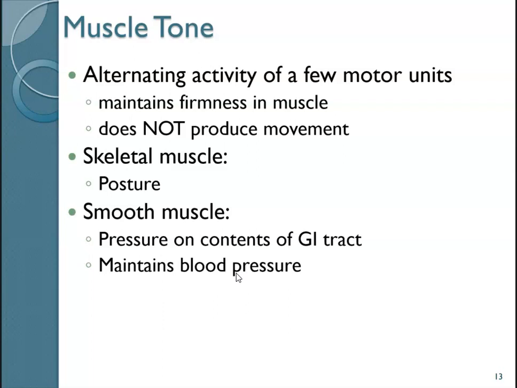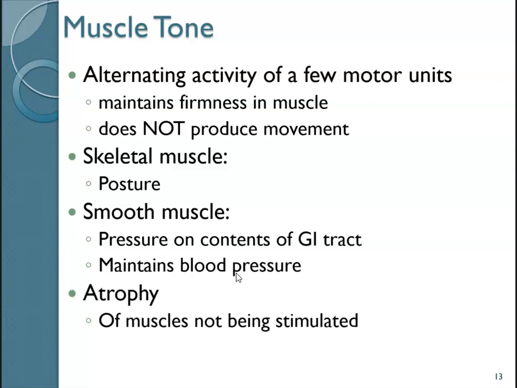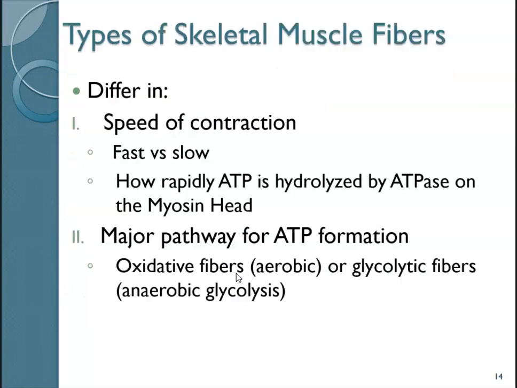partially contracted. I also wanted to take just a quick second to introduce a term, atrophy. Atrophy happens to muscles which are not being stimulated, right? So you may see a wheelchair user, their muscles, especially of their legs, will possibly have atrophy because they have not been stimulated. So let's talk about those types of muscle fibers.